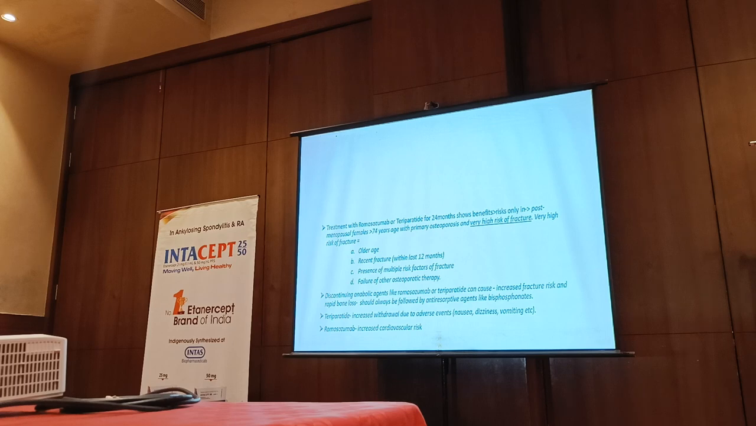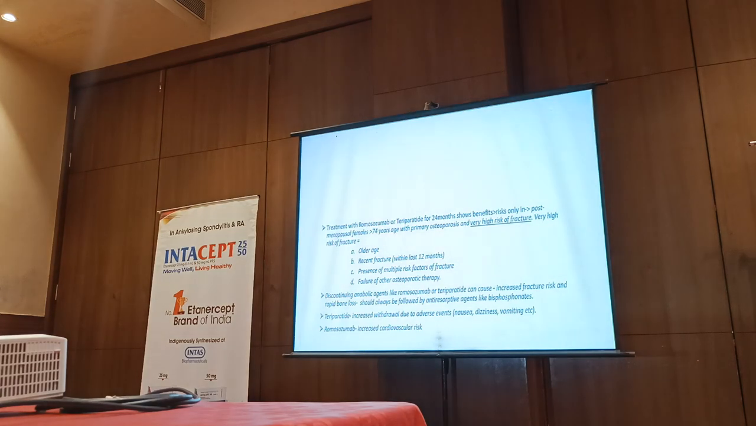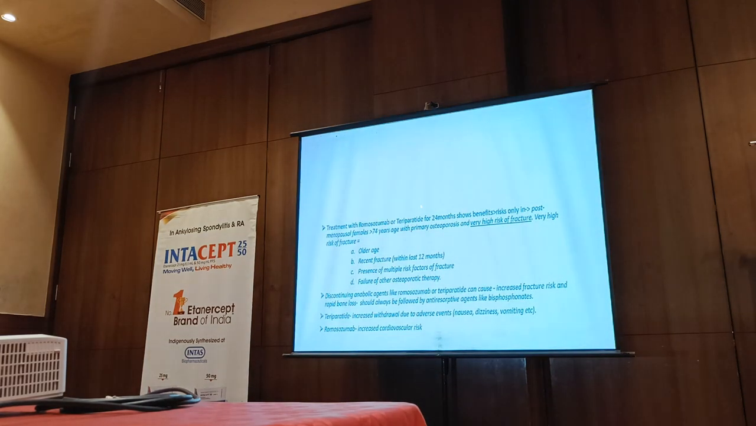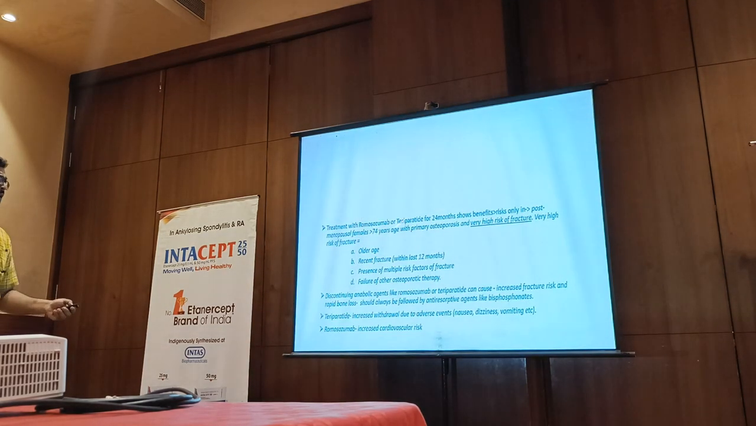The effect we found is in those 74 years of age or more having primary osteoporosis with very high risk of fracture: old age, recent fracture in the last 12 months, presence of multiple risk factors, failure of other osteoporotic therapy. Here comes the role of the recommendation of denosumab and teriparatide. Discontinuation of anabolic agents like denosumab and teriparatide can cause increased fracture risk and rapid bone loss, and should always be followed by anti-resorptive therapy like bisphosphonate.